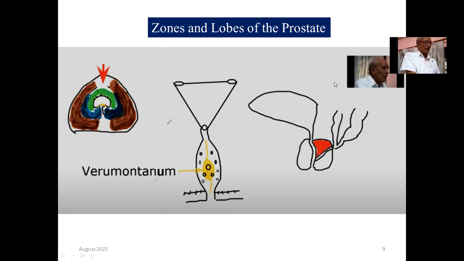And in the next diagram, the median lobe of the prostate is shown. And if this is enlarged, then there will be an elevation behind the internal urethral orifice called uvula vesicae, obstructing the flow of urine. Well, we go to the next slide now.